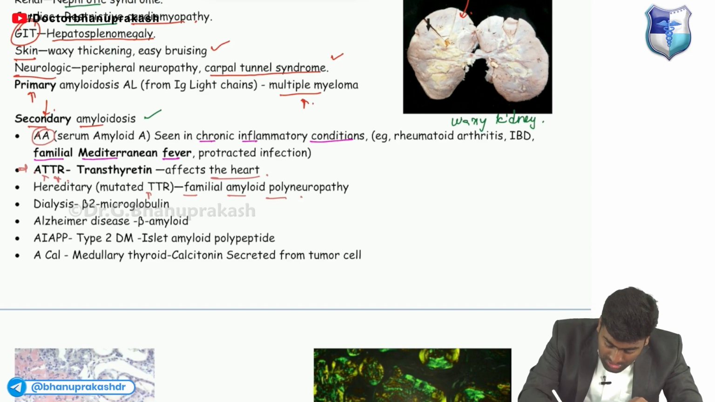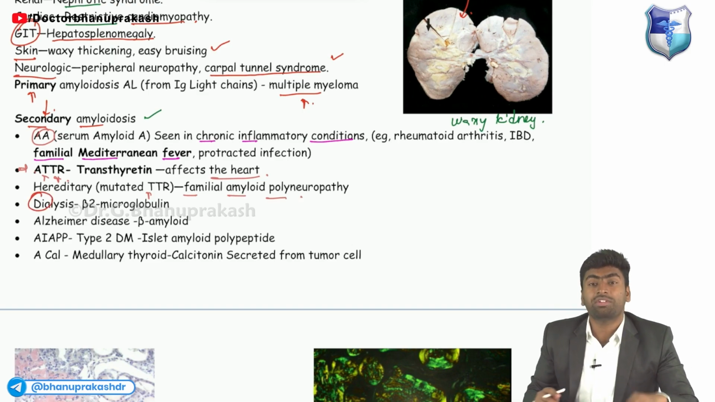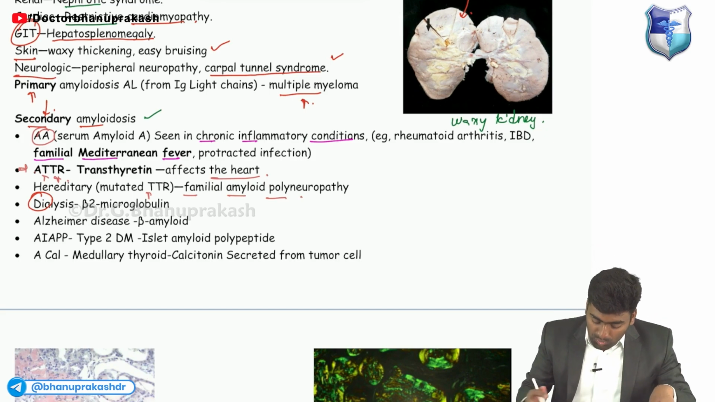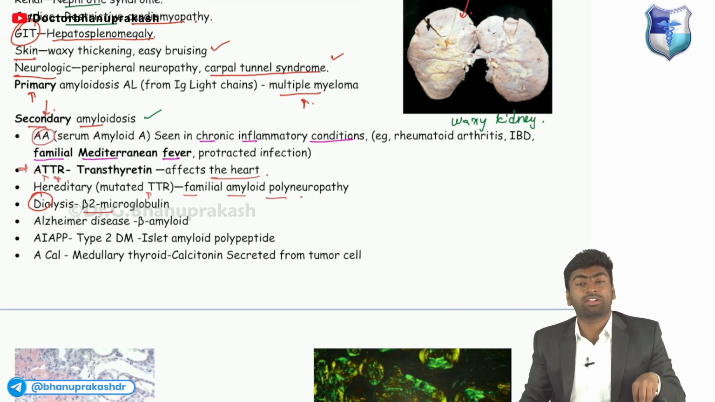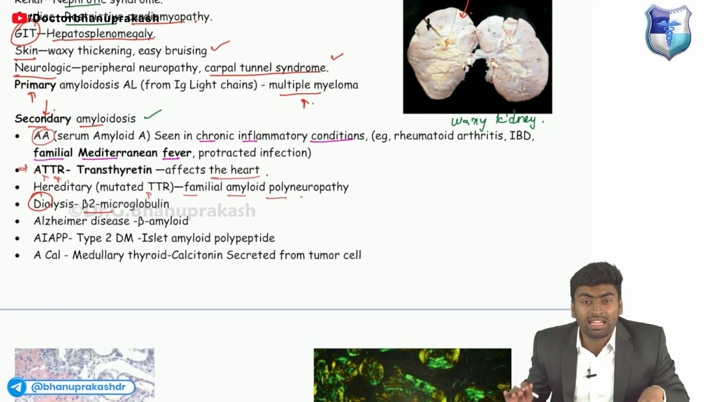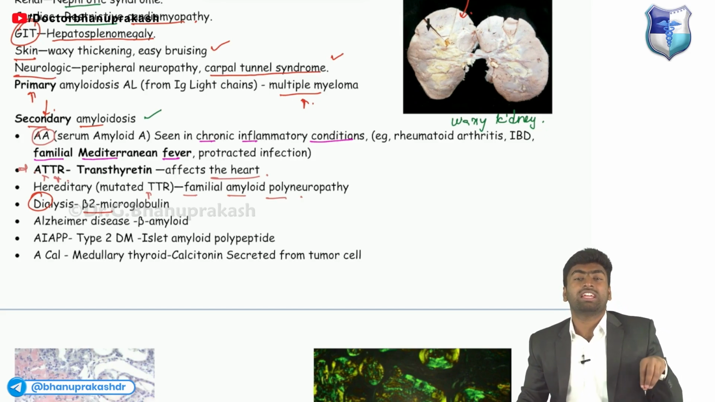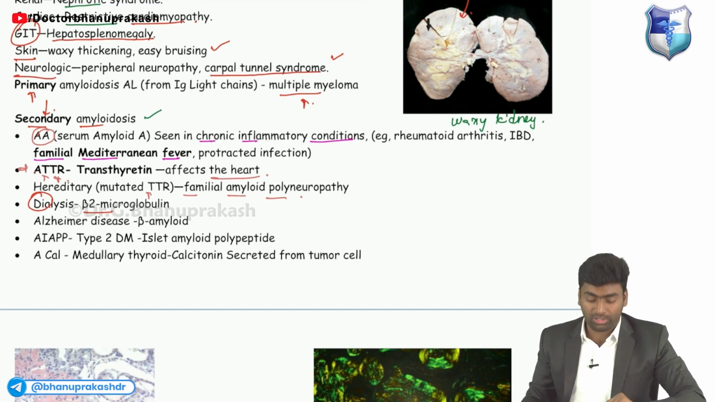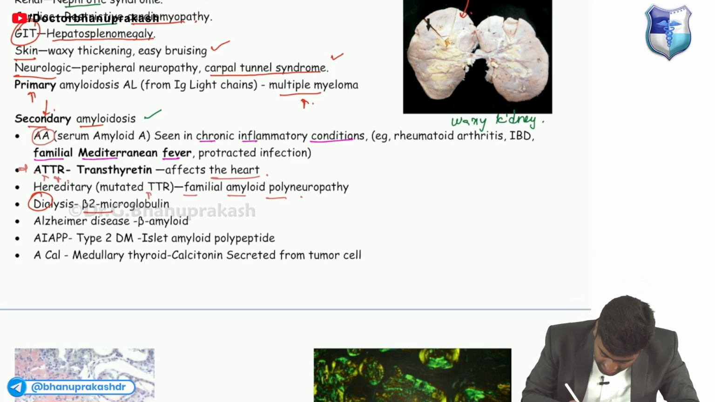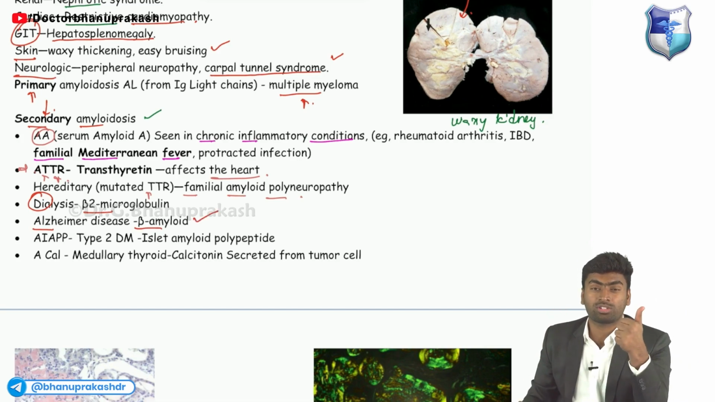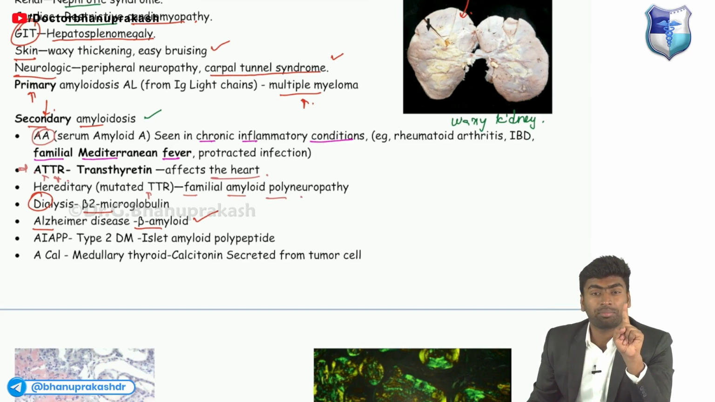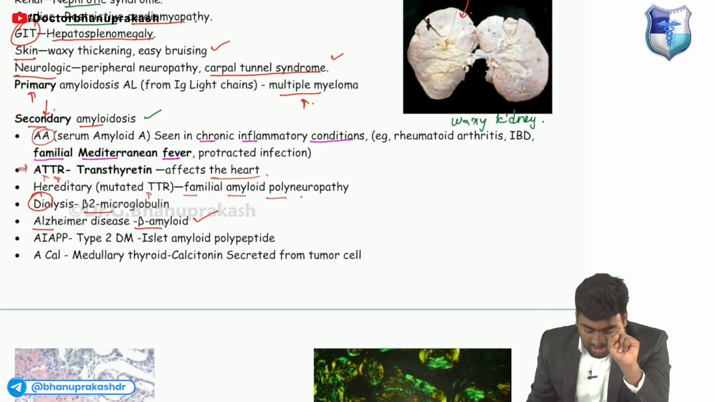And next, the most important one, and usually they will ask you which of the following conditions is associated with beta-2 microglobulin. Beta-2 microglobulin is associated with dialysis patients. So dialysis patients will have amyloidosis, especially beta-2 microglobulin. Okay, and in the case of Alzheimer's disease, you will see beta amyloid, whereas beta-2 microglobulin will be seen in the case of dialysis.